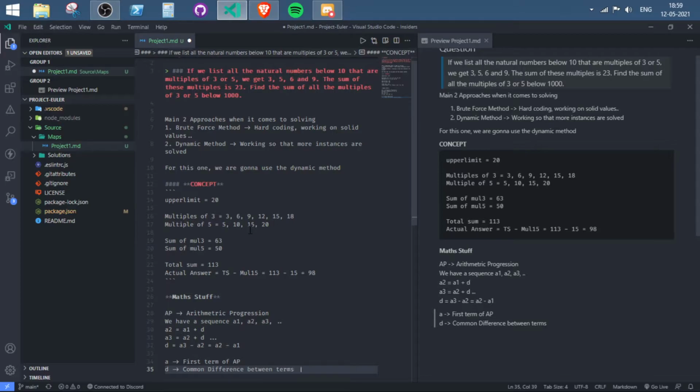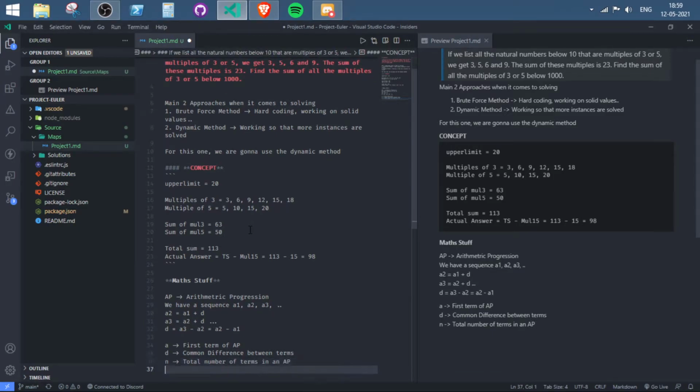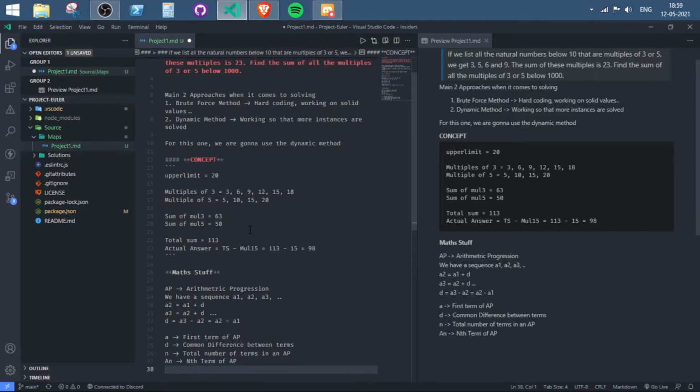Alright, and then we have three more variables which we are going to name. One will be n, the total number of terms in an AP. I will be giving an example, so don't worry if you don't get it totally. An shall be the nth term of the AP, and the last will be Sn, the sum of the AP.